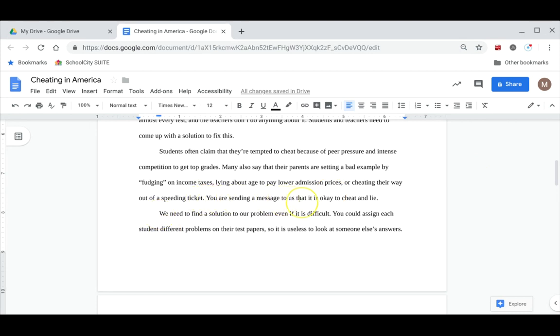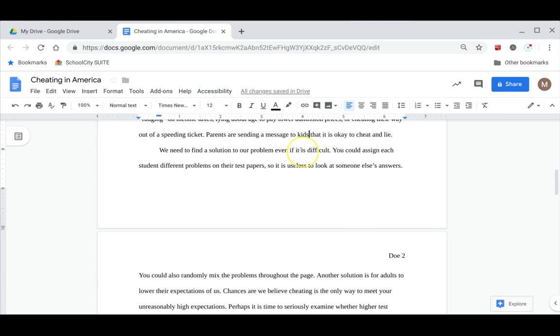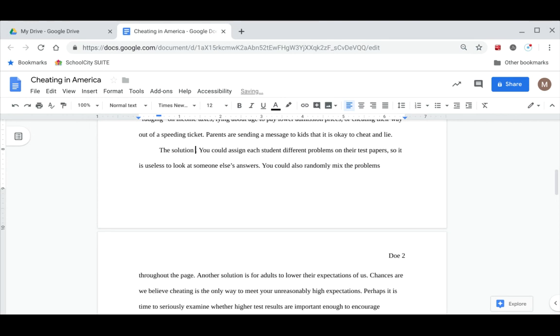You are sending a message to us that it is okay to cheat and lie. Who is the you? If we come up here, we're talking about authority figures or parents. So I'm going to say parents are sending a message to us. Who is us? Is the person talking? It's a kid. That it is okay to cheat and lie. We need to find a solution to our problem, even if it is difficult. I could just say the solution is difficult, but very needed.